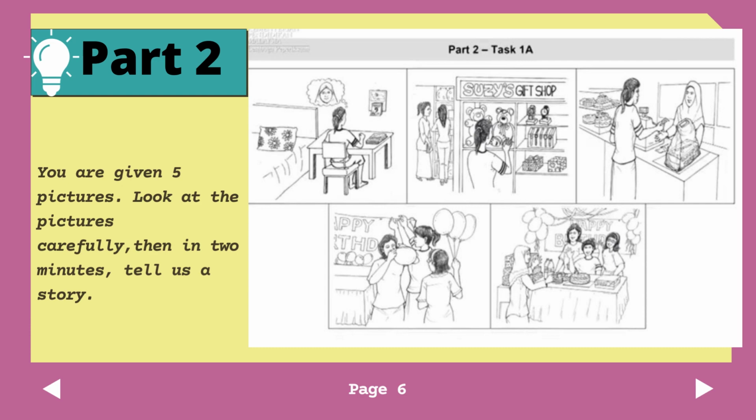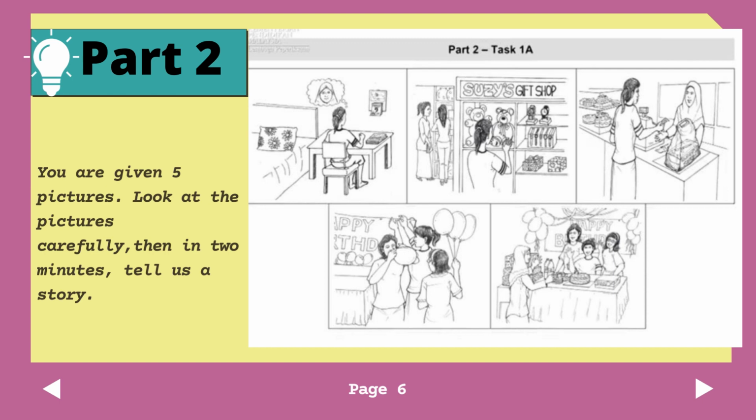Okay, in part two, this is an example that I took from the Lembaga Peperiksaan Malaysia (LPM). This is an example of the questions for part two. You will be given these pictures in part two. Task 1A: you are given five pictures. What you need to do is look at the pictures carefully. Then in 1 minute, tell us a story.